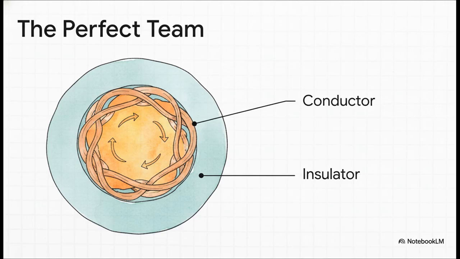The absolute perfect example of this team-up is just a regular insulated wire. The copper on the inside, that's your conductor, the highway carrying the current. And that plastic or rubber coating on the outside, that's the insulator, the guardrail that keeps all that power safely contained. It's such a simple, brilliant design, and it literally powers our entire modern world.